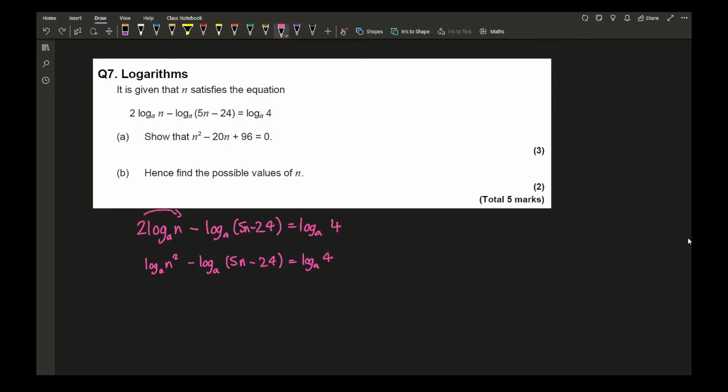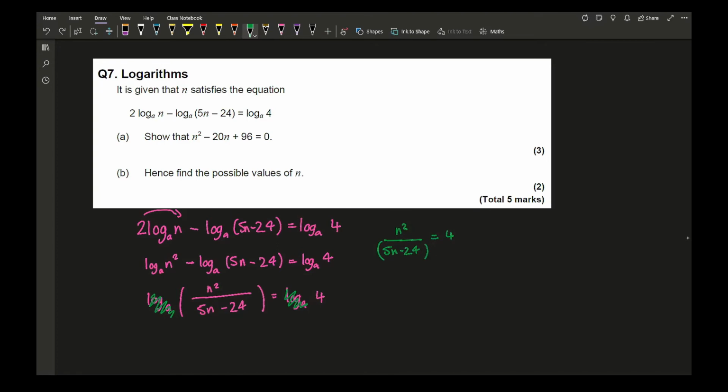Now from this, what I can then do is join these two things up. So here I'm going to use the rules of logs. When I'm taking away, I'm actually dividing. So it's going to be log a of n squared over 5n minus 24, and that all equals log a 4. Now from this, what we can work out is we've got log a on both sides, so I can cancel them out. So what I'm left with is n squared over 5n minus 24 equals 4.